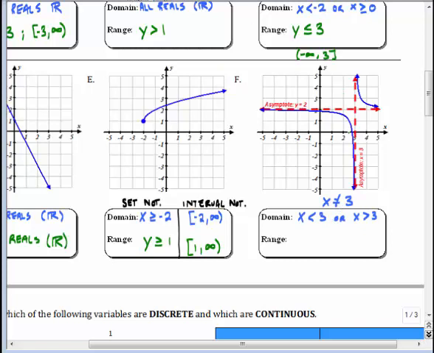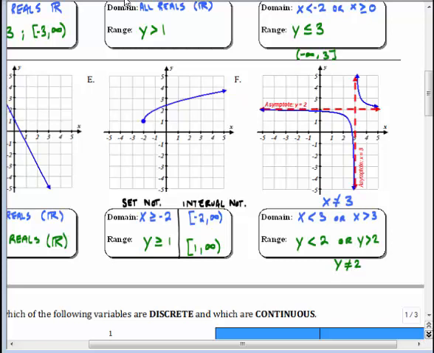The range has the same problem. It's everything above 2 and below 2. It just can't be 2. So you could say y is less than 2 or y is greater than 2, or you could simply say y can't be 2. That means it can be anything but 2. So either of those are correct.